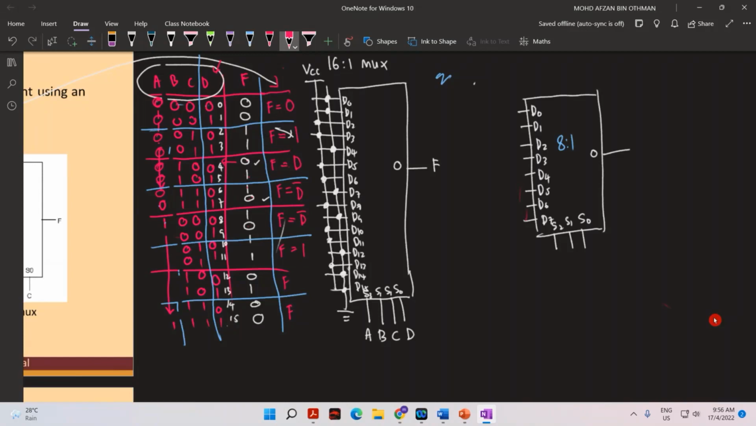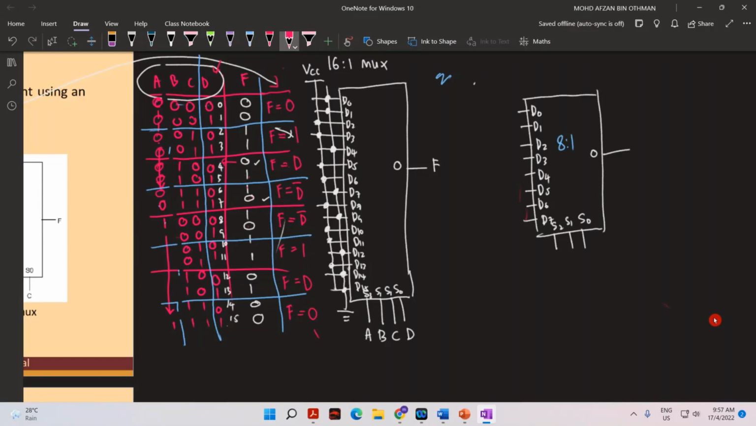Yang ini, bila input kita 110, so kita tengok kat sini, F01. So 01 refer to D, okay, so F sama dengan D sebab dia follow value D. Bila D0, F0, bila D1, F1. And last but not least, yang ni F always 0.